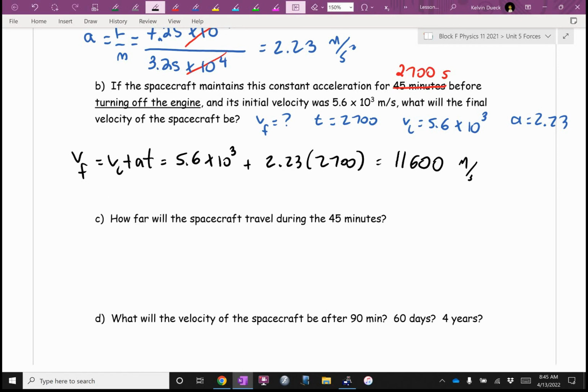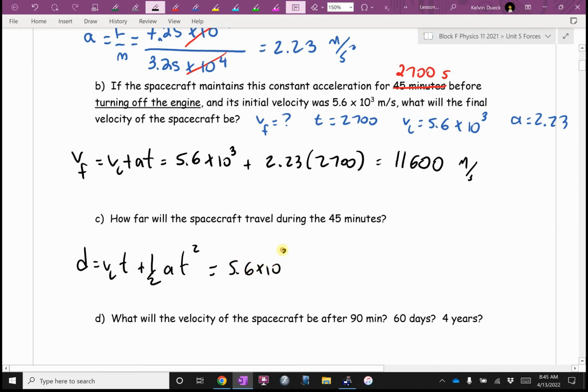I think I would probably go with D equals VIT plus a half AT squared, because the D's by itself, I got A, I got T. VF might have been wrong if I made a mistake, but no matter what, I'm having to use an answer to find an answer, so maybe I just got to get over that. I'm going to go with D equals VIT plus a half AT squared, where VI was 5.6 times 10 to the 3. T was 2700 plus 0.5. Now I am going to use 2.23, not my answer button, and 2700 squared.